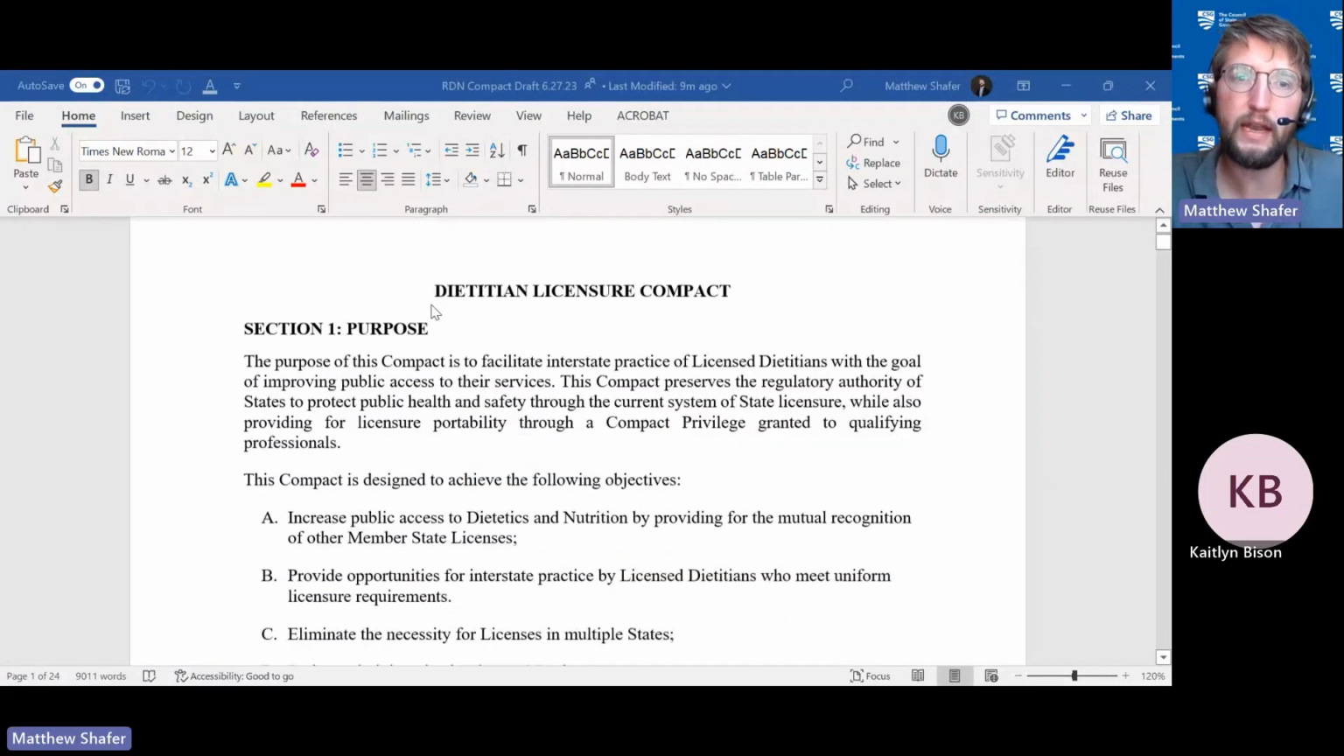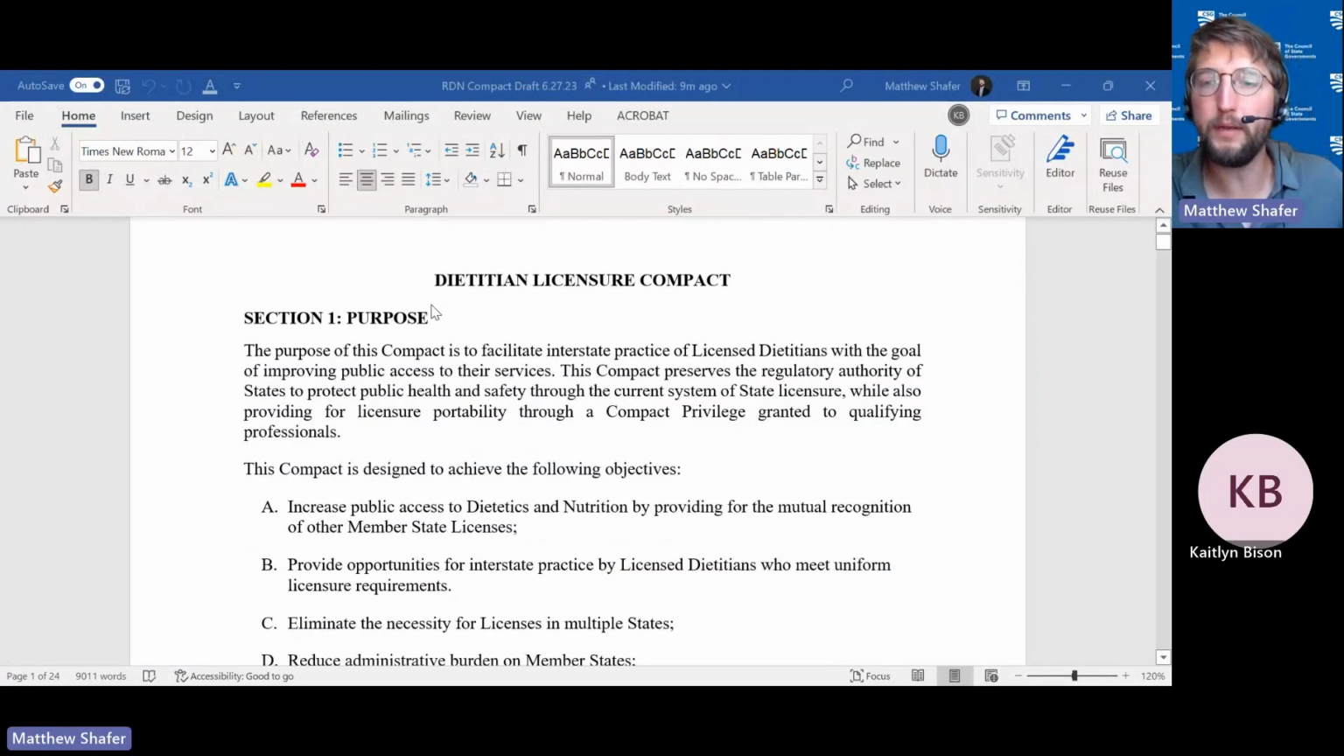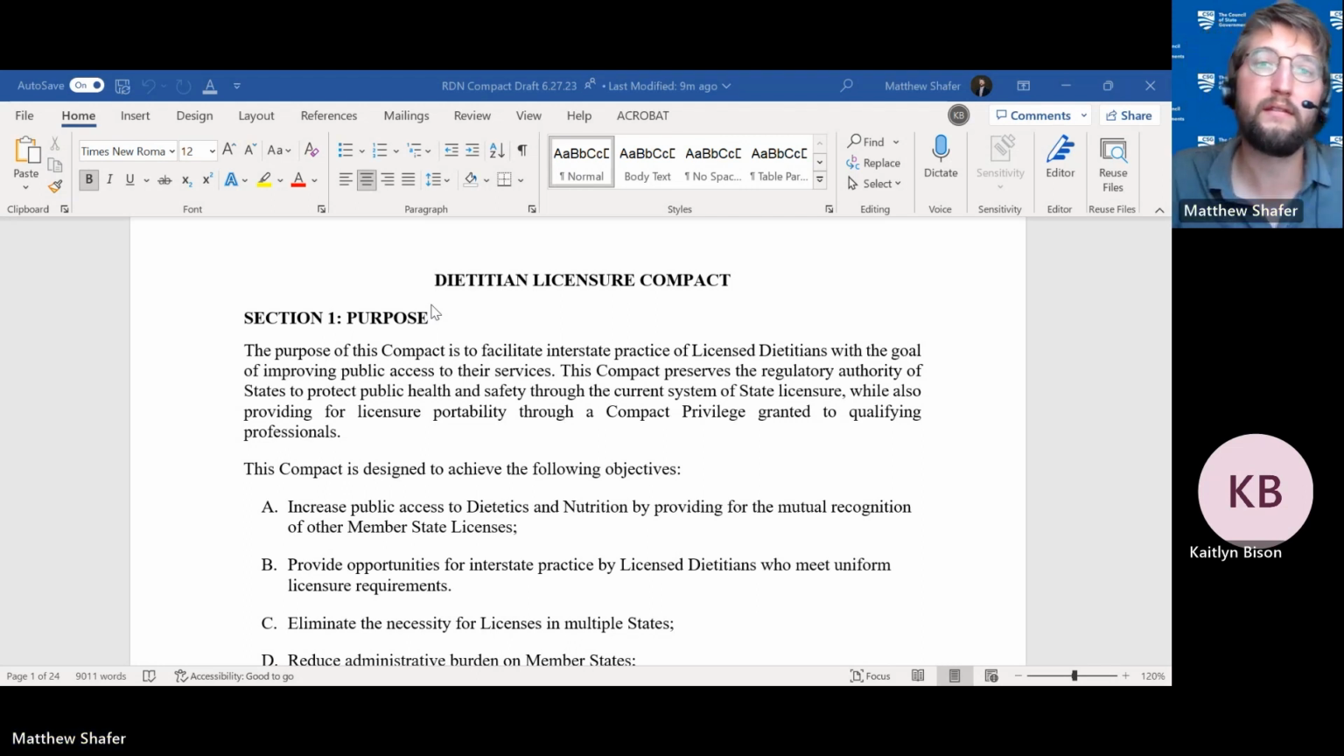Okay, so the first section in the compact is the purpose statement. And the purpose statement is important, especially for legislators to be able to identify really what is the purpose of this piece of legislation. Because in fact, the Dietitian Licensure Compact is a piece of legislation. It's a model piece of legislation that states will then go and enact in order to join the compact. So that's how your state joins the compact. They pass this piece of model legislation.